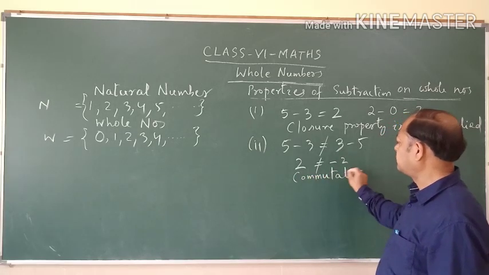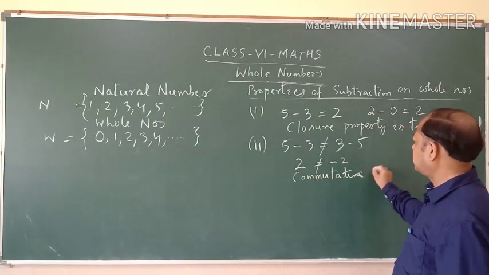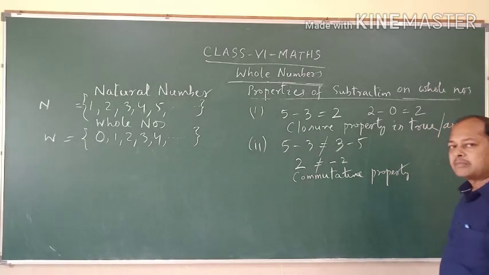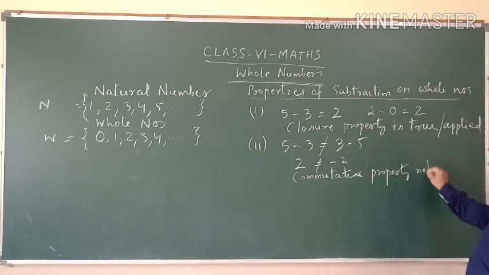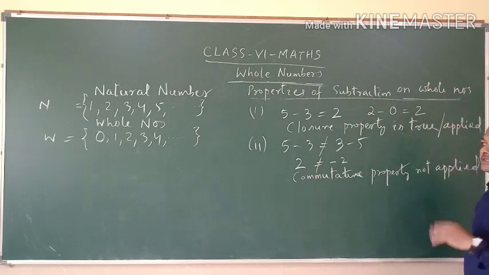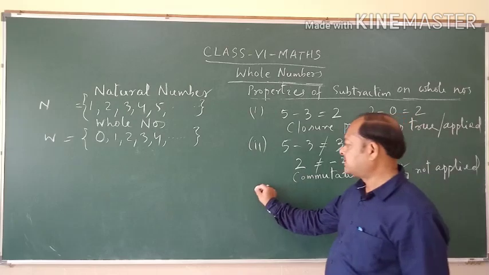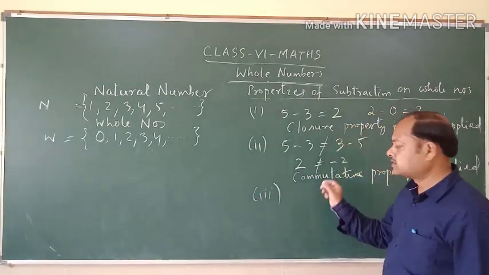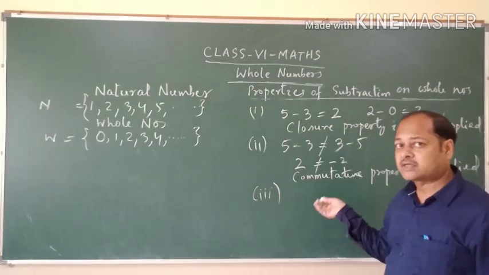Commutative property is not applied in case of whole numbers. Now we will discuss the next property, associative property. Let's see whether associative property will work here or not.